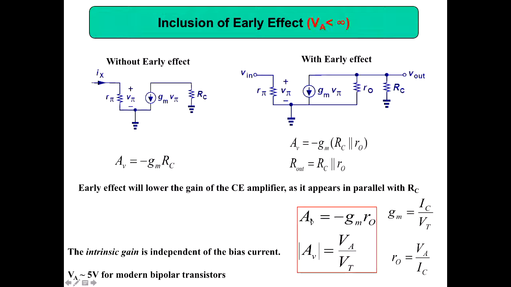So another way to say it is: Av equals minus gm times (Rc parallel ro). This is a realistic equation for the voltage gain of a common emitter stage when you incorporate the Early effect. Here gm and ro are small signal parameters, which means you can't simply vary them. Obviously you can vary some current and change them, but you can't vary just anything.